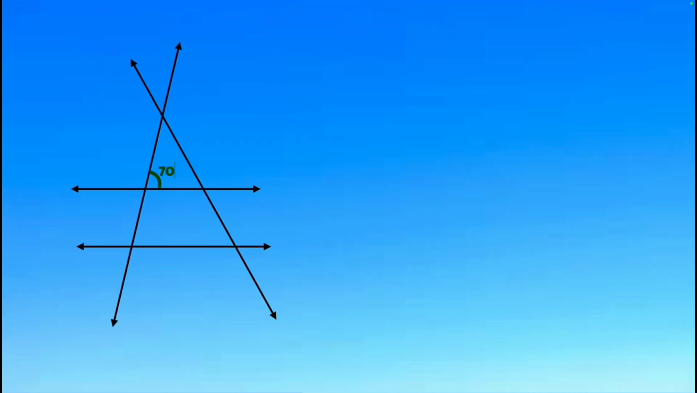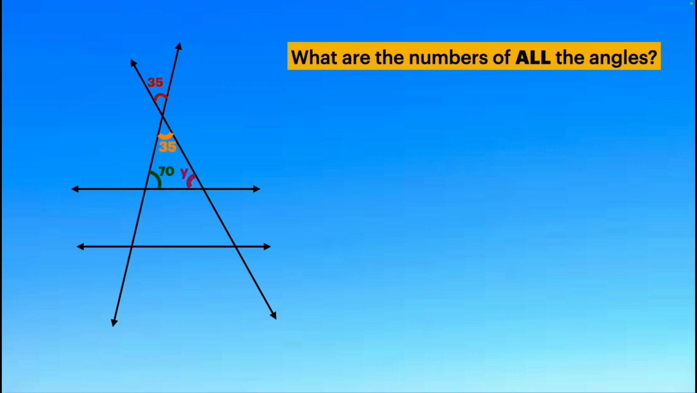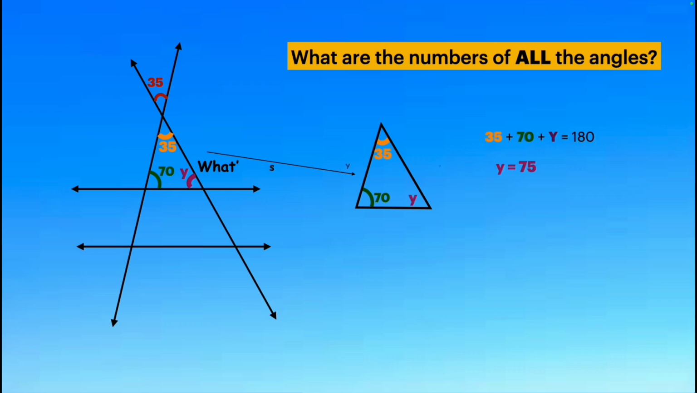Look at this. Can we solve the measures of all angles? This might look complicated at first, but we can still do it. The orange angle and the 35-degree angle are vertical angles, so the orange angle has to be 35 degrees. Let's move the triangle out. We can find out that y is 75 degrees. The rest is pretty easy.